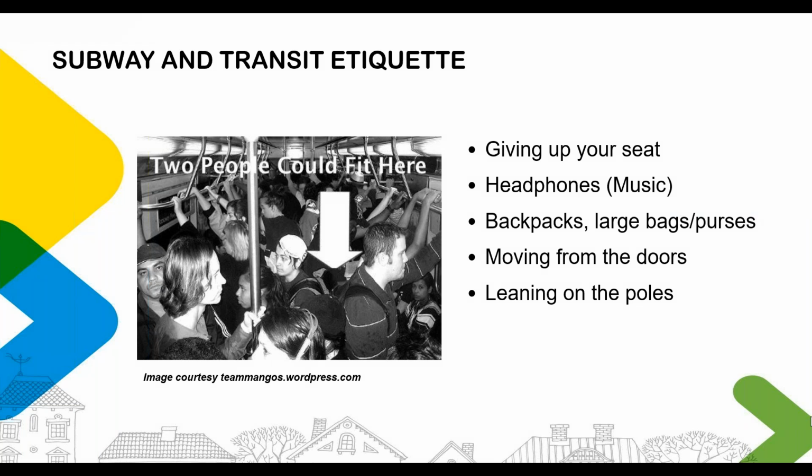So please be conscious of that and of leaning on the poles. There are some people who will stand on the pole and lean their whole body on the pole. Please do not do that. The poles are actually there for people to hold on to and help them to balance themselves as they go forth.